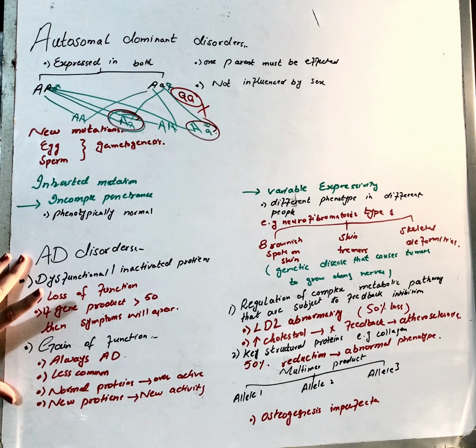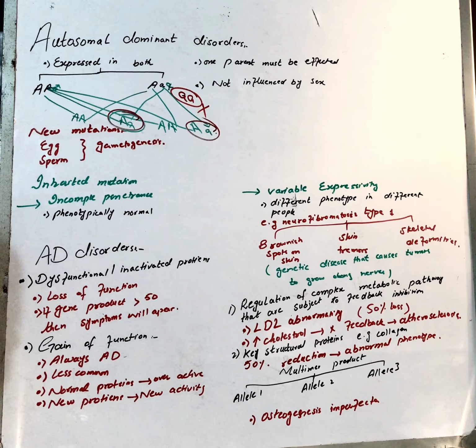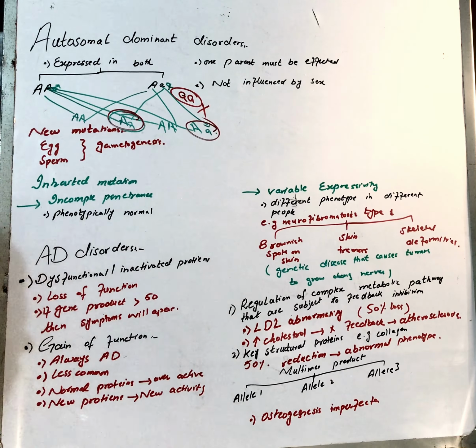Now we're going to study these two things. First of all, there is regulation of some complex metabolic pathways that are subject to feedback inhibition. We know that in our body multiple feedback systems play a role. Consider an example. If I have a high cholesterol level, this cholesterol will give feedback to my LDL receptors. Their activity and number will be enhanced. There can be a lot of transcription and translation of LDL receptors, so that I can get rid of the cholesterol.